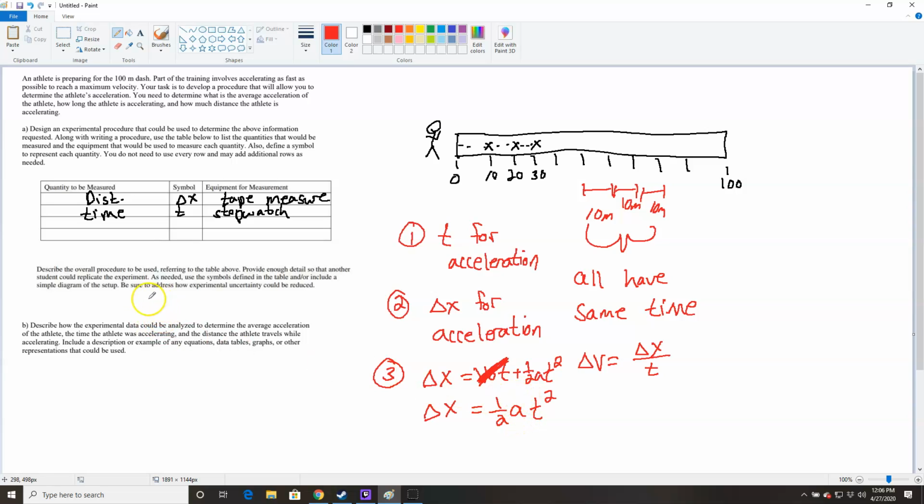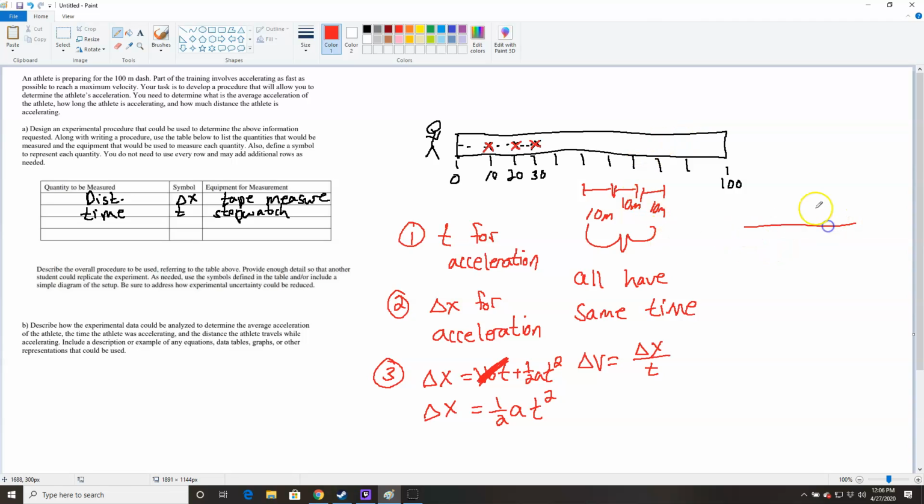Now, to quickly recap the overall procedure: set up a 100-meter dash, and you need 10 people timing, one person at the 10 meter, one person at the 20, one at the 30, and on and on. Everyone starts the watches at the same time. As the athlete crosses that individual marker, that individual stops their watch.